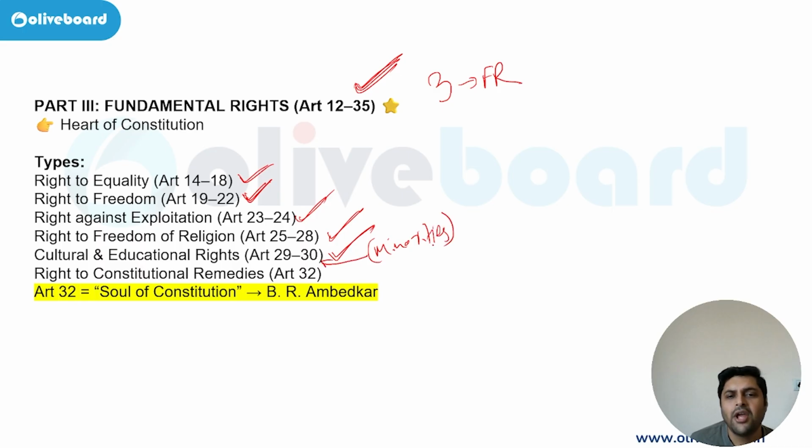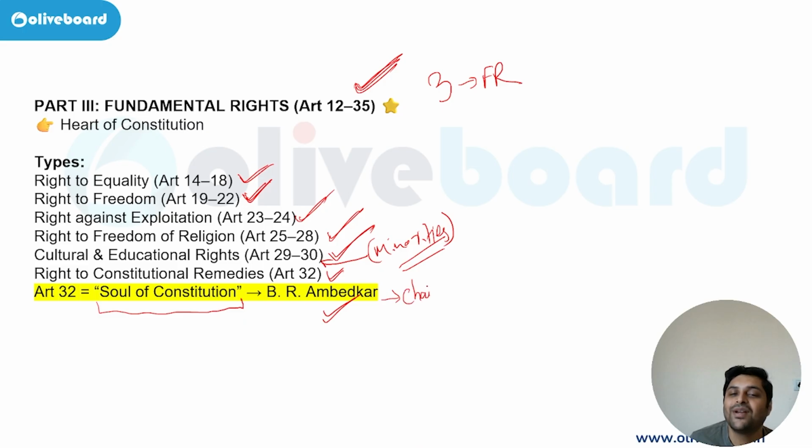A fun fact. The word minorities is not defined in the Constitution. It is nowhere defined. Okay. Right to constitutional remedies, Article 32. Now, this was called the soul of the Constitution by Dr. B.R. Ambedkar. Who was he?